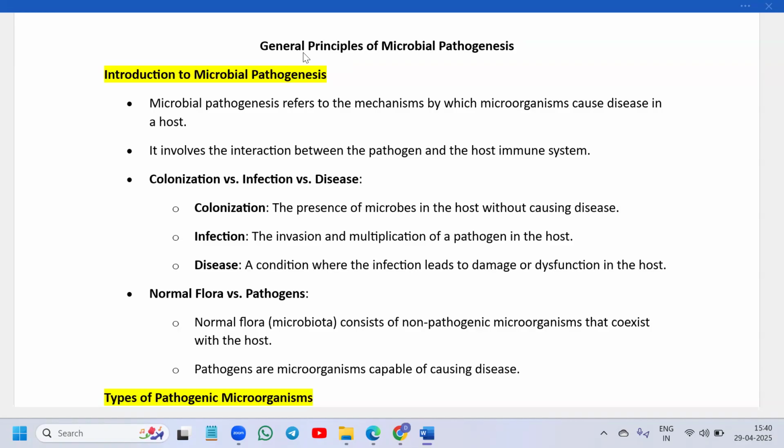Hi, all of you. Today, let's learn about general principles of microbial pathogenesis. So, first, introduction to microbial pathogenesis. You need to know what is microbial pathogenesis.